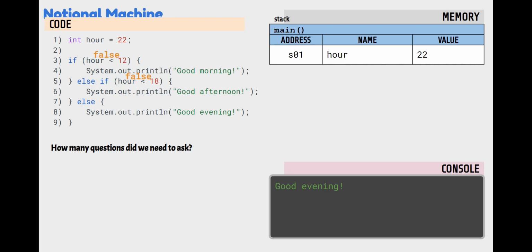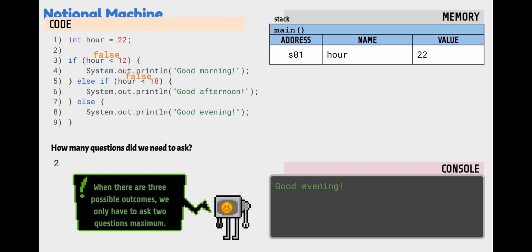The question that we want to get to, how many questions did we have to ask? We only asked 2 questions. When there are 3 possible outcomes, you only have to ask 2 questions maximum. If we know our first 2 guesses were wrong, then it can only possibly be that third outcome, and we do not need to ask that third question.